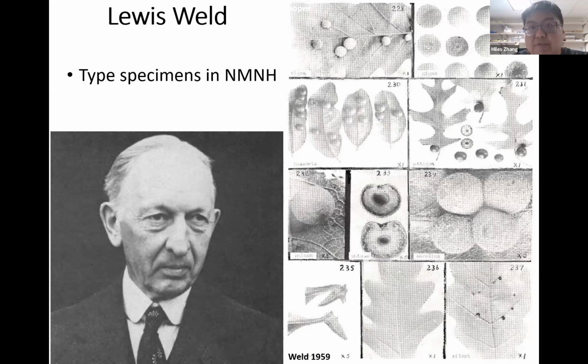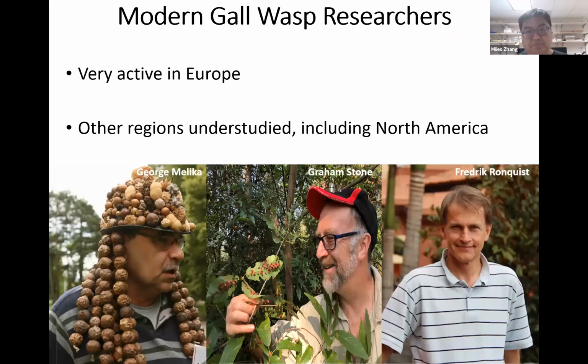But after Lewis, there's not much work done in North America. There are a few here and there, but nothing like big scale taxonomic revisions. In fact, most of the modern gall wasp research, the active field research, is done by European researchers. So those studies that I've shown you earlier, those are all done mostly by Europeans.